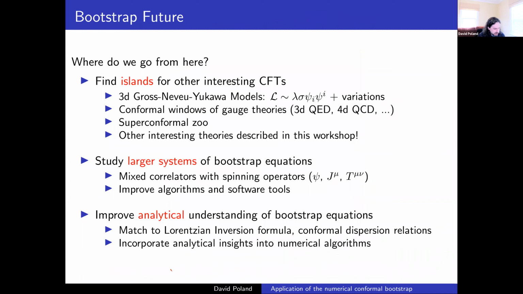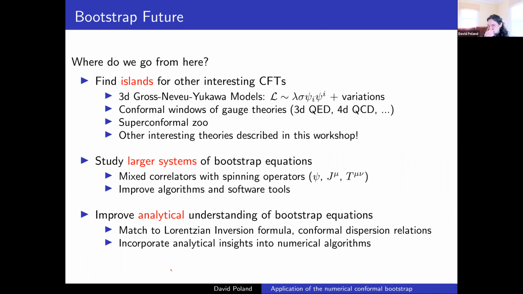Okay, so that should give you some sense of where the frontier of the numerical bootstrap is at. So you can ask, where do you go from here? Of course, it's interesting to try to compute islands for other interesting CFTs. Some concrete targets right now are these Gross-Neveu-Yukawa models. A lot of interesting variations on them, like Gross-Neveu-Yukawa XY, Gross-Neveu-Yukawa Heisenberg. These are all interesting models to study using bootstrap techniques.